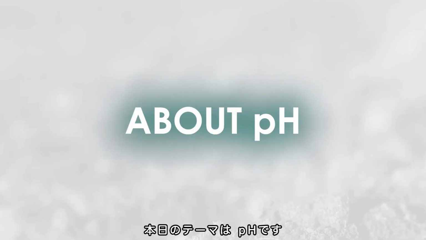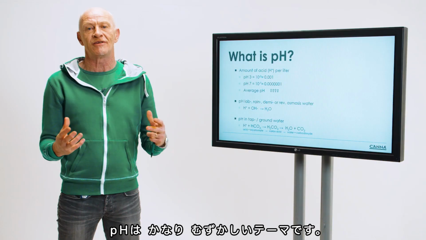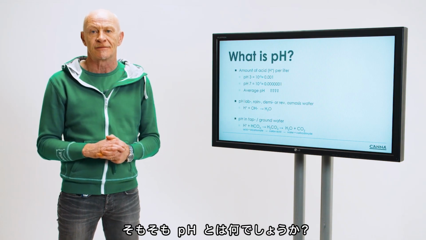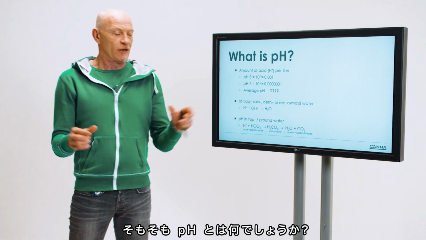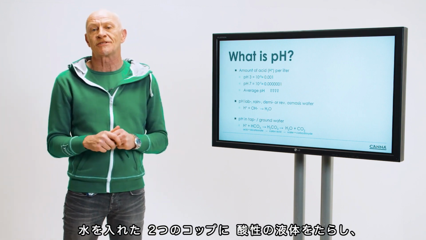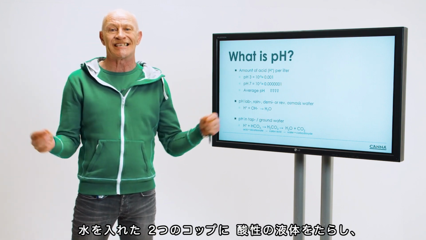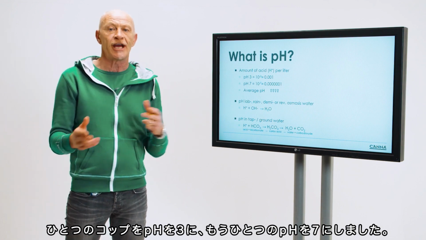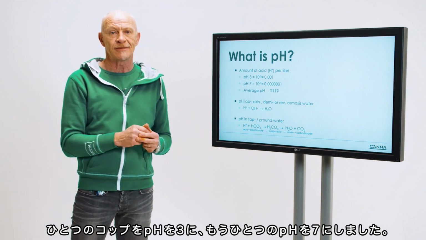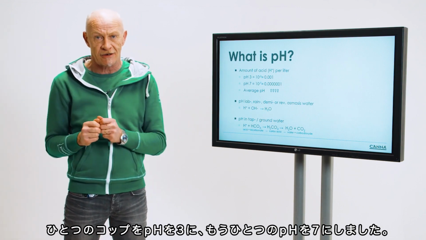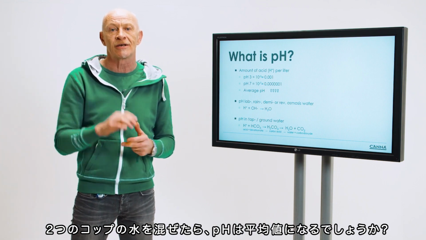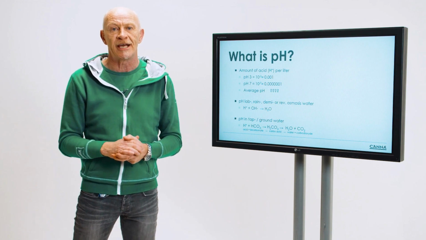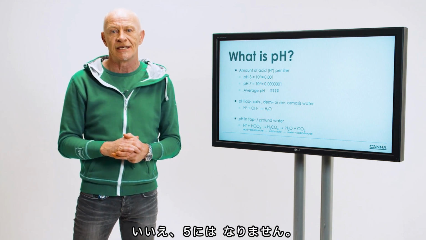Today's topic is pH. pH is a very difficult subject. To start with, what is pH? Well, when we have 2 cups of water and we put acid in, creating a pH of 3, and in the other one we create a pH of 7, when we mix these 2 liquids together, what will be the average pH? It's not 5.